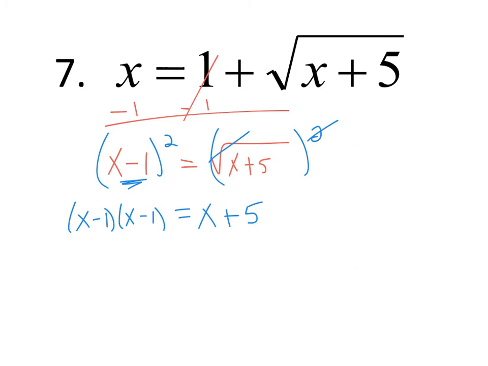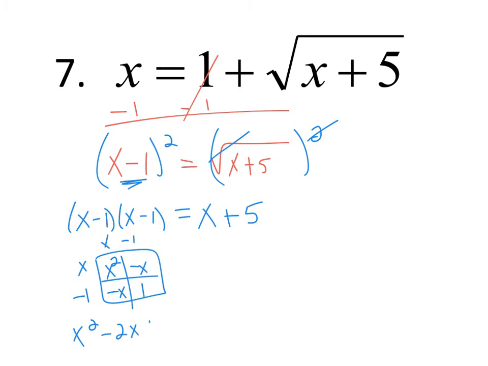Do not make that mistake. Do not distribute this. That is very wrong. Don't do that. You're going to box method this guy here. X squared minus x, and a 1. So you're going to get x squared minus 2x plus 1 equals x plus 5.